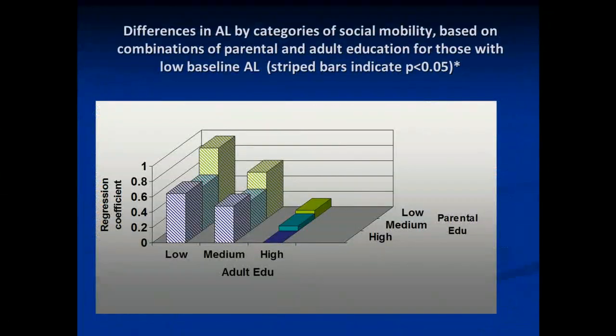I wanted to show another graph for when things are rough and you don't know what to do. Here we have regression coefficients on the y-axis. I looked at a combination of adult education levels and parental education levels. So does someone have parents who had low education and they had low education, or parents who had low education and they had medium education, or high. It's a combination of categories, 9 categories.